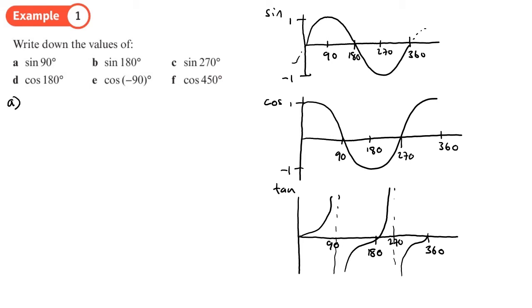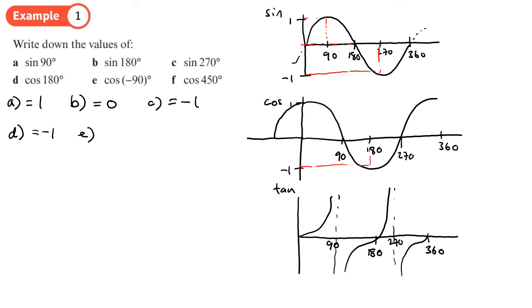Right, so part A, sine 90. So all I do, go across to 90, read off, and I get a value of 1. B, sine 180, go to 180, read off, that's a value of 0. C, sine 270, 270 is here, read that off, -1. D, cos 180, so that's here, read it off, -1. E, sine -90, so all we do is extend the graph back to here. This would be -90, and as we can see, -90 is going to give us 0.